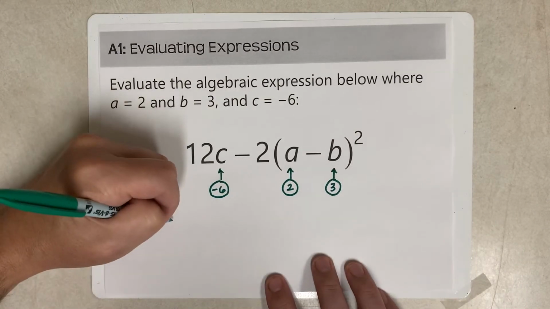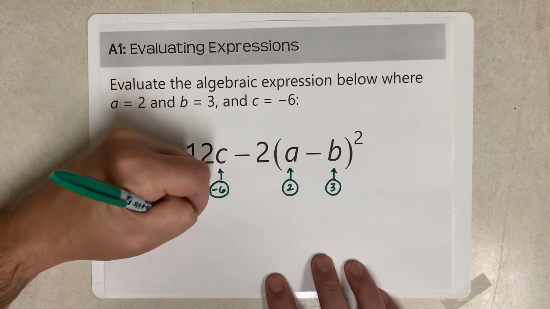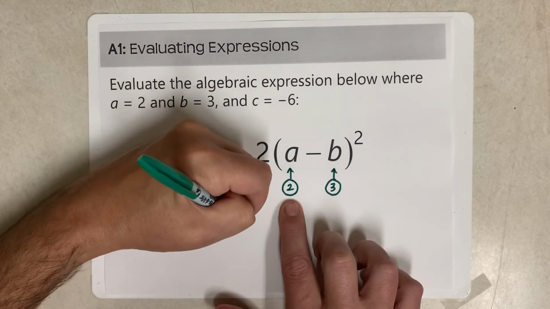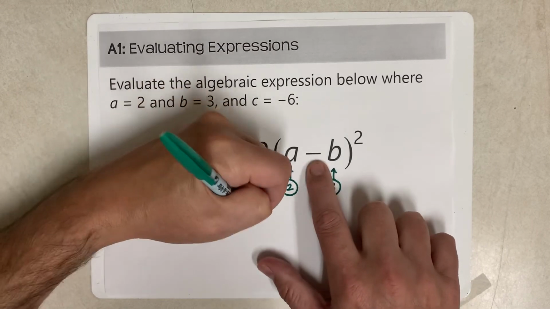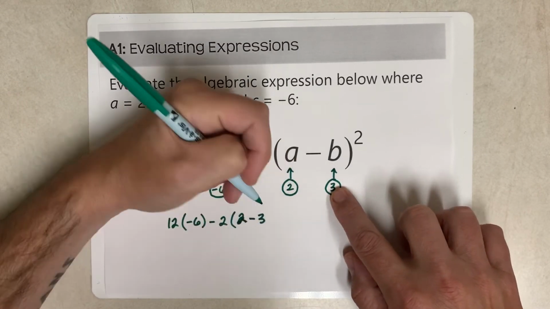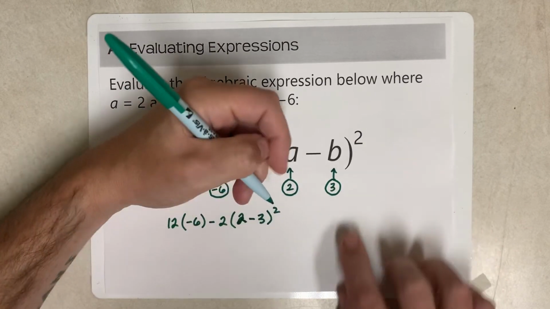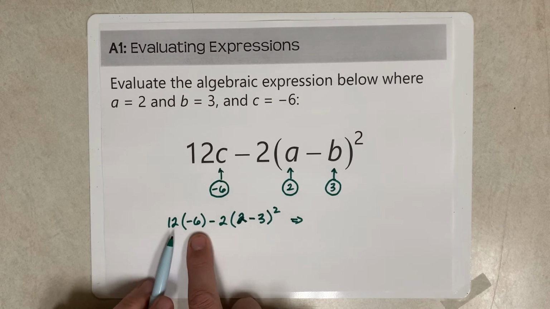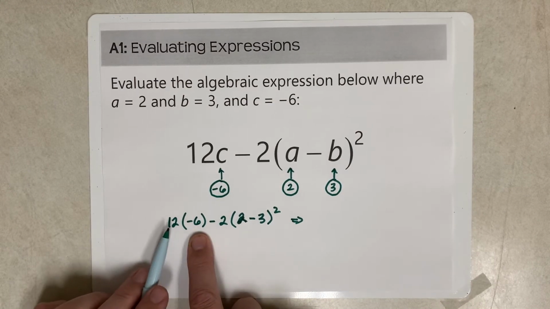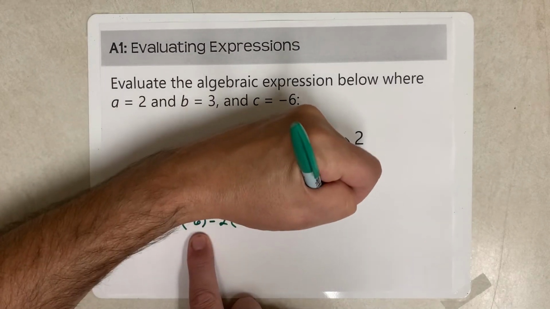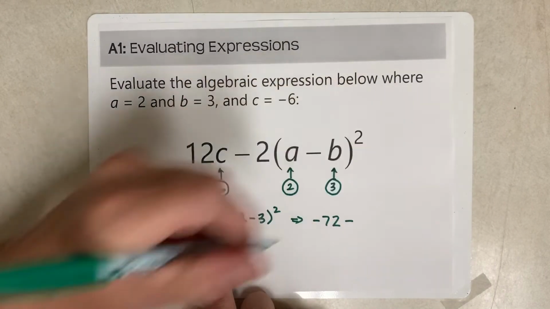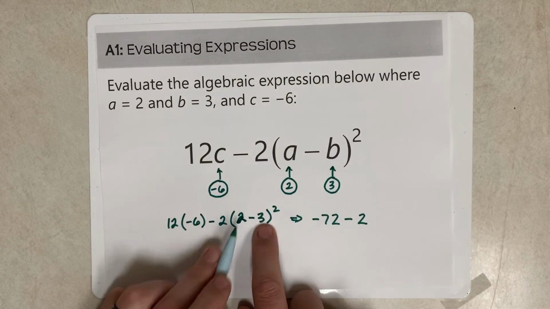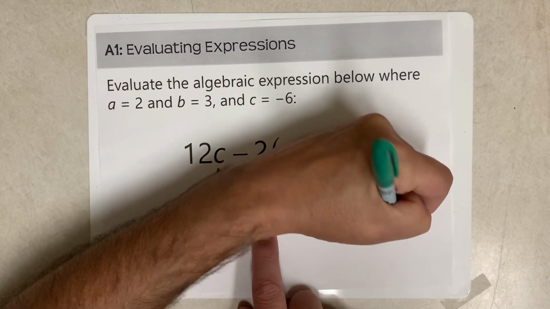Okay, so we've got 12 times (-6) minus 2 times (2 minus 3), and I don't need parentheses around the 2 because it's positive, squared. All right, so we can definitely do this first. 12 times 6 is 72, and it's negative because positive times negative is negative. So -72 minus 2, and I have to do these parentheses here. 2 take away 3 is -1 squared.